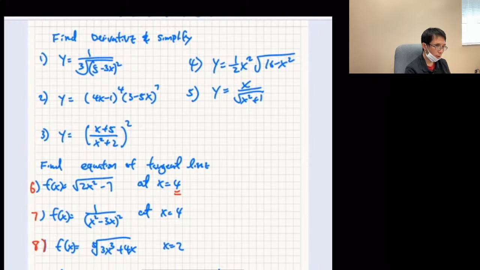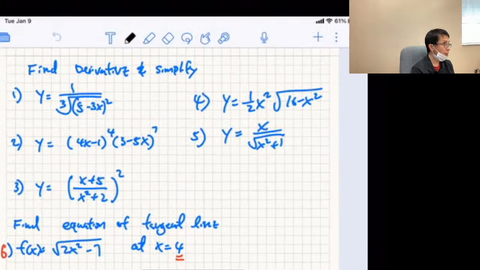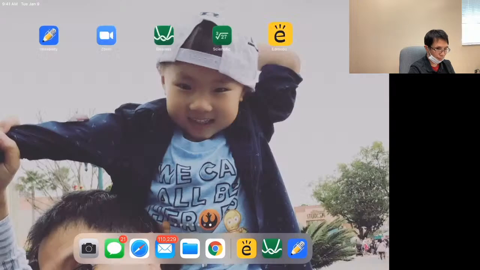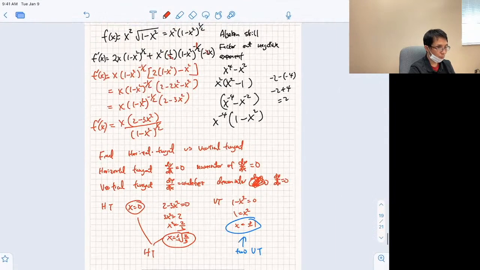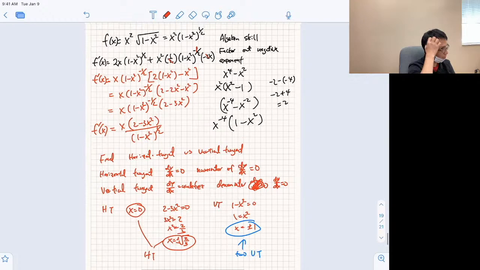Do you guys want to take a picture of this before you get started? Oh, you already have it? No, it's on Modem. Which part? Well, what does it say, factor out a negative exponent.